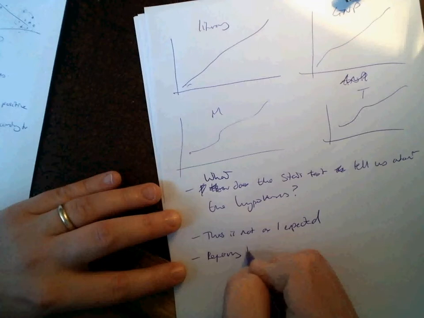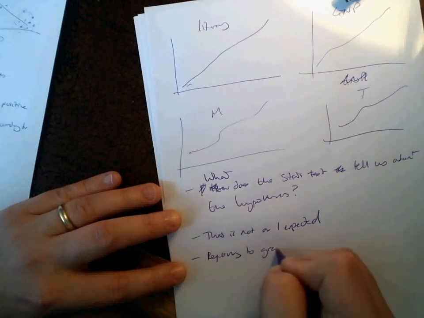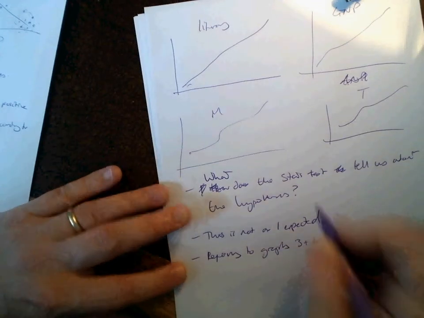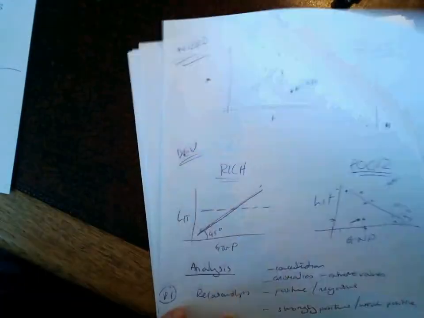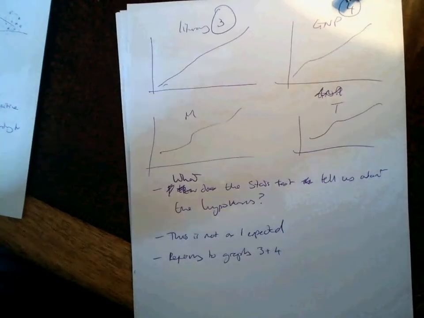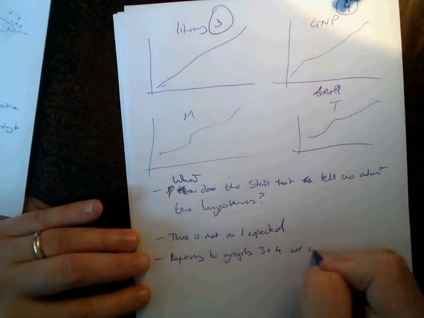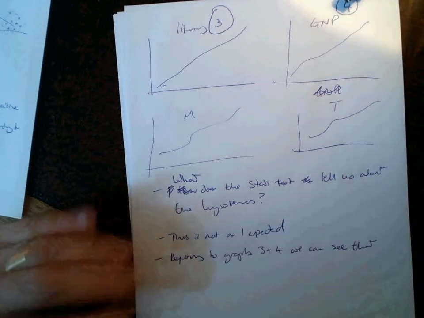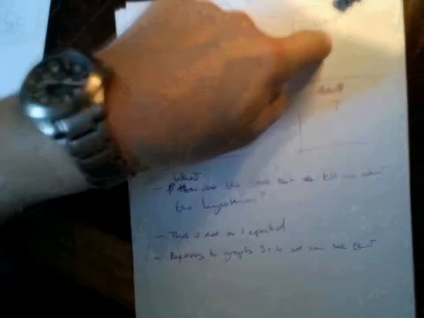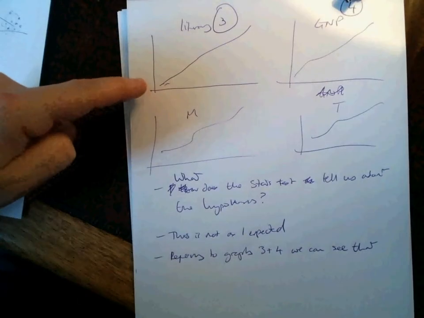Referring to graphs 3 and 4, these are 3 and 4, by the way. These would be graphs 1 and 2. Referring to graphs 3 and 4, we can see that. And from these graphs, what you should find is that there will be anomalies.